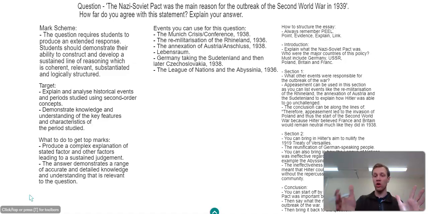So to conclude, all you would do is you can start off by saying that the Nazi-Soviet Pact was important, but not the most important. And then you say what the most important is. So you can bring, say, for instance, appeasement was the most important policy for the outbreak of the Second World War. And then you always bring it back to the question. Always, and then you'll get a successful exam paper.